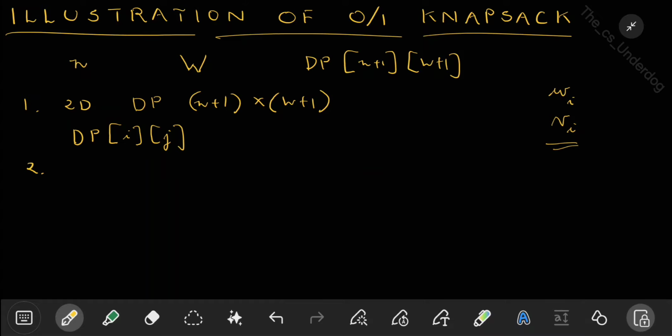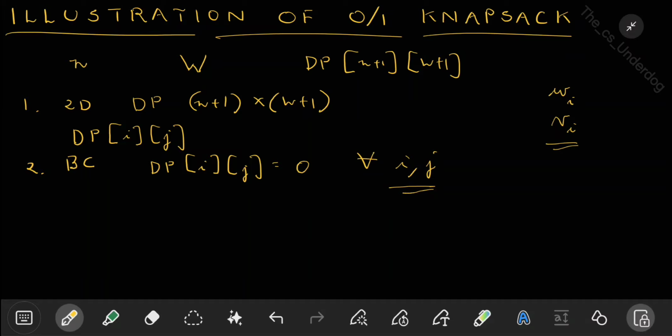What is the second step? You want a base case. What is the base case? Whenever you have no items in the bag, or the capacity of the bag is 0, in both cases the total profit will be 0. So dp[i][j] will be equal to 0 for all i equal to 0, or you can also say for all i and j when either of them is 0.